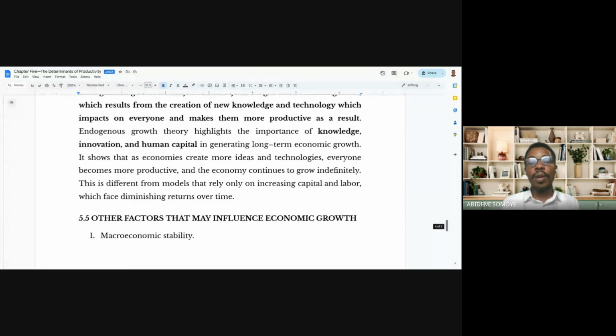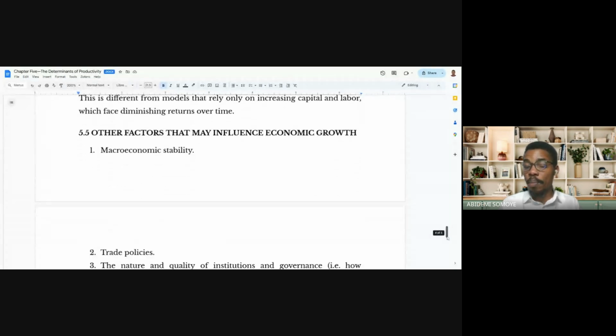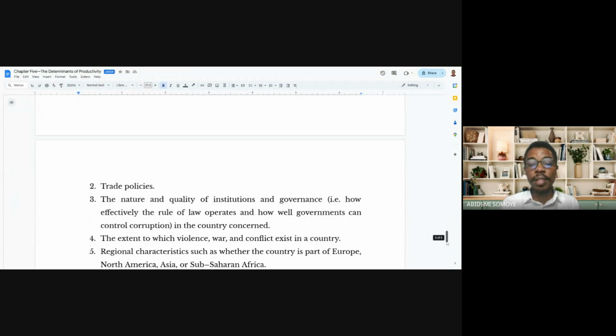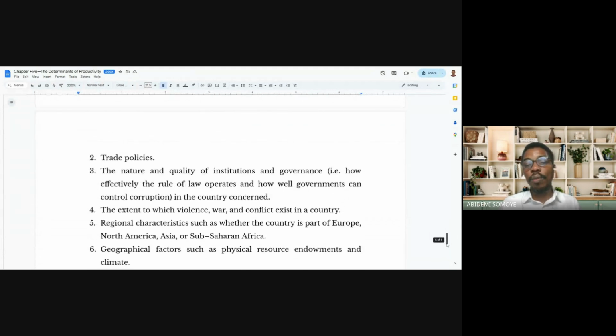So, what are some of the other factors that can influence economic growth? We have macroeconomic stability, we have trade policies, we have the nature and quality of institutions and governance. That is how effectively the rule of law operates and how well governments can control corruption in the country concerned.